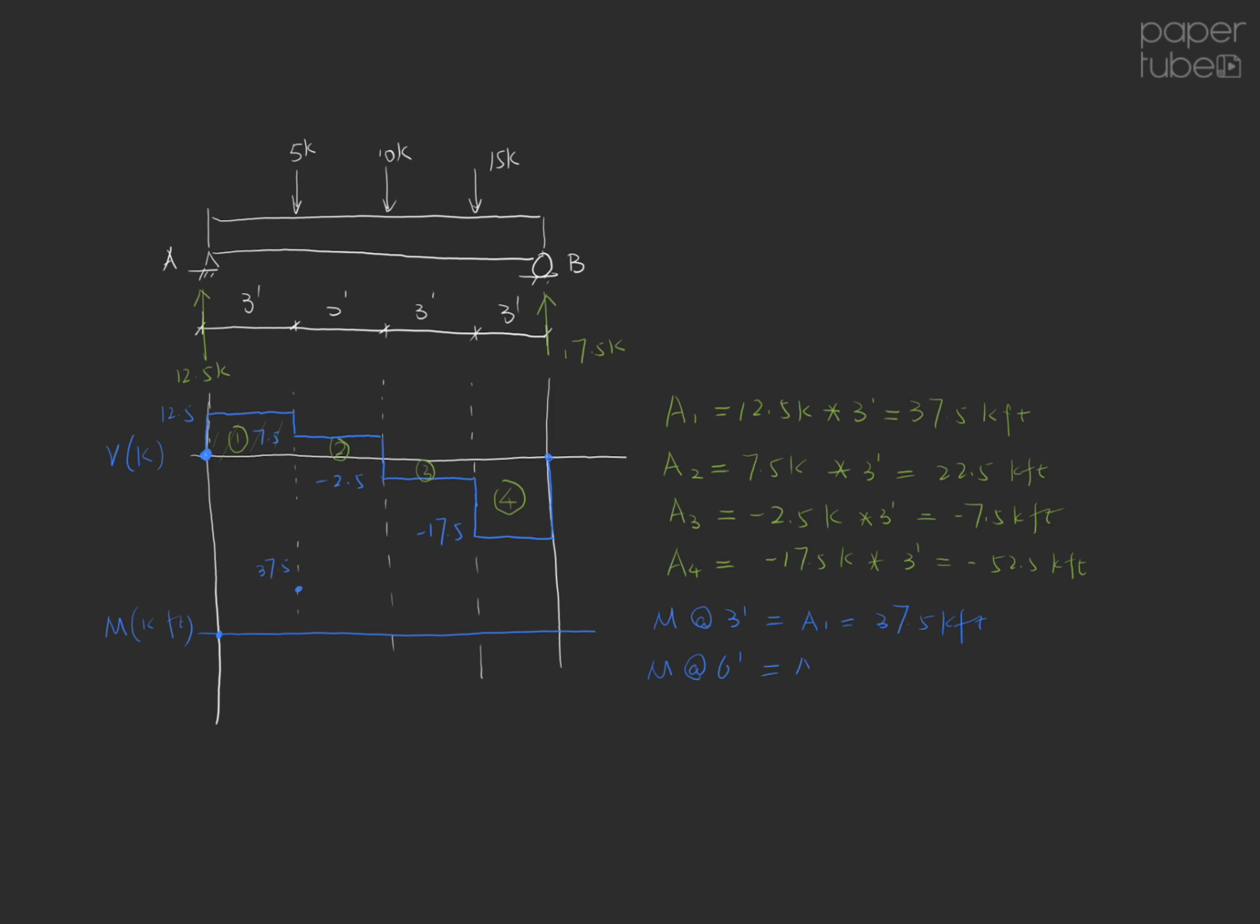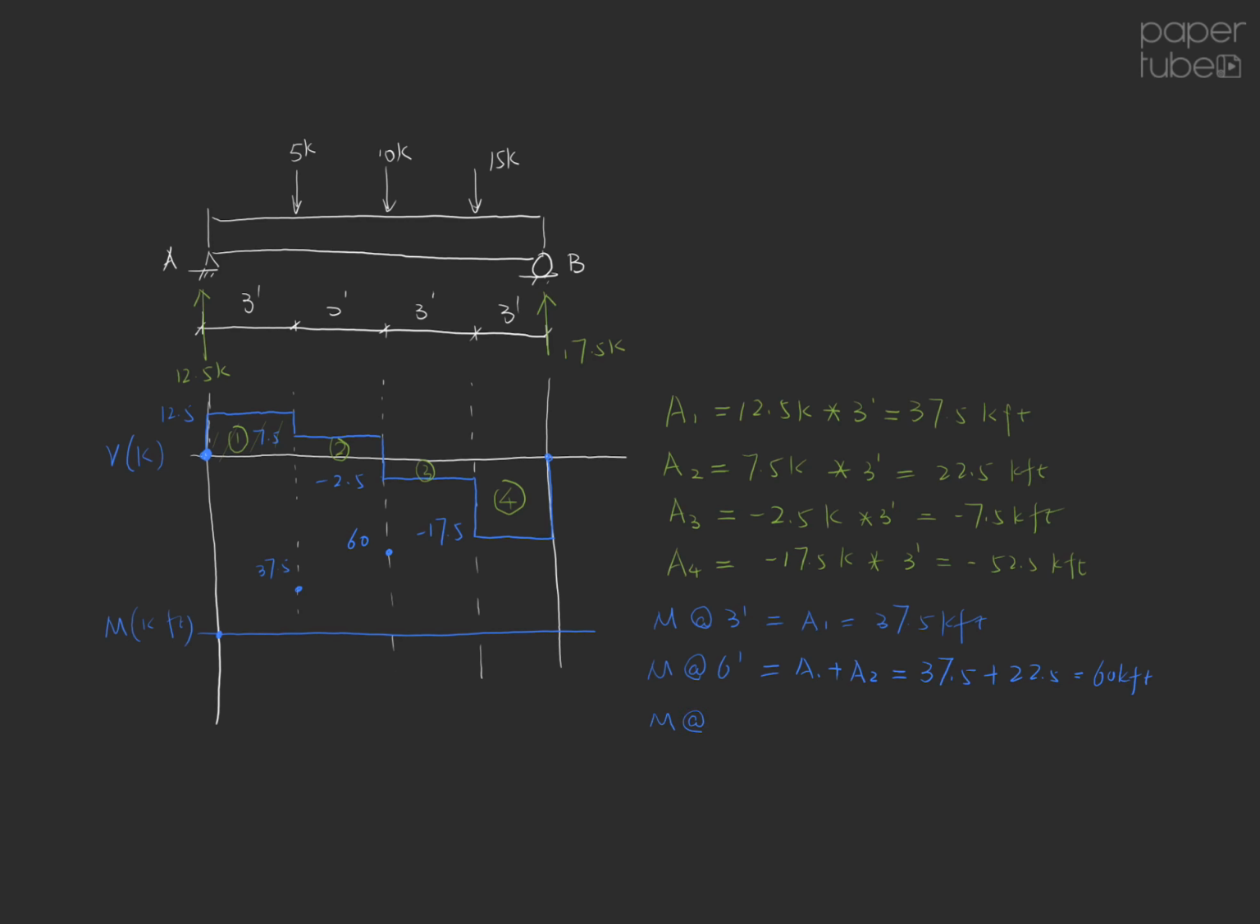That's equal to area A1 plus area A2. That is 37.5 plus 22.5. That would give you 60 cubic feet. All right, let's put that back in. Here is 60. That is the second point of our moment diagram.